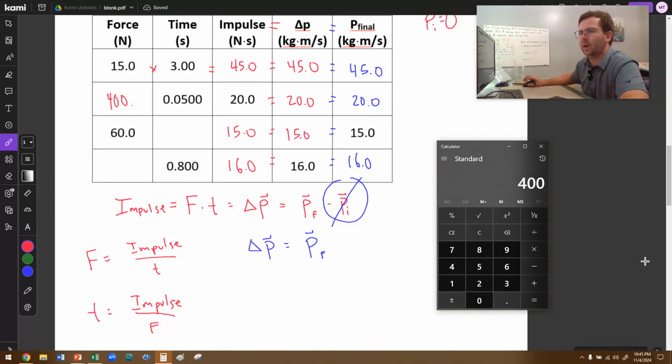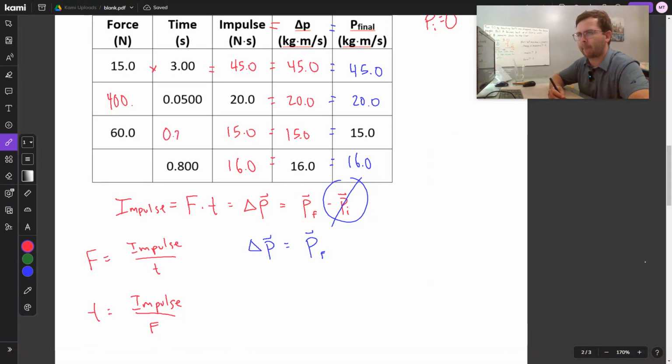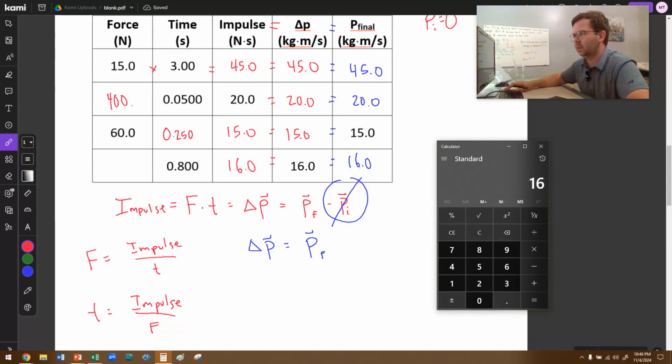For the third row, we have 15 for our impulse, 15.0. Divide that by 60, and that gives us a time of 0.25. That's only 2 sig figs. I need one more, so I'll add a 0 at the end of that. All of these have 3 sig figs in here. And then for my last one, I have 16 divided by 0.8, and that gives me 20.0.